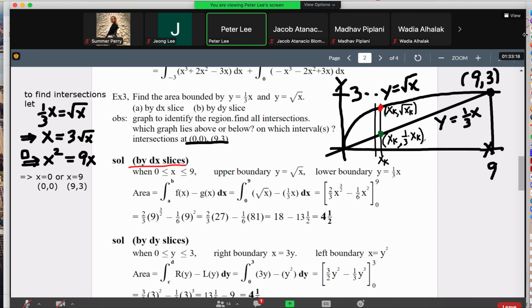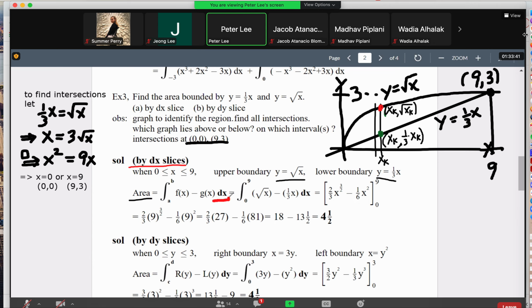So now, what is the area? The upper boundary is y equals square root of x, and the lower boundary is y equals 1/3 x. So what is the area? x ranges from 0 to 9. And the important thing is this guy right here, let me mark this guy. This dx is terribly important.